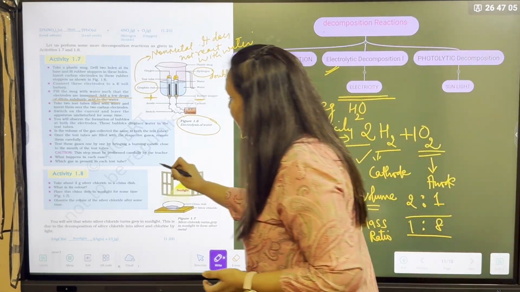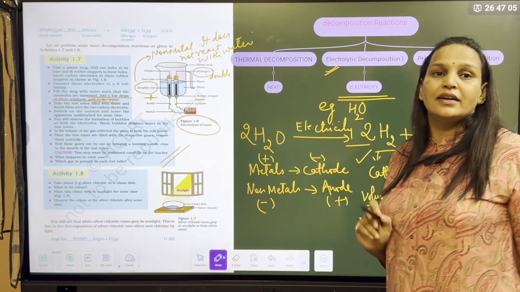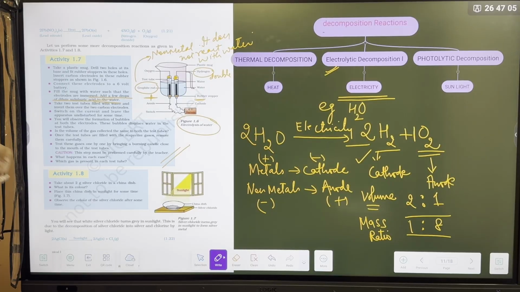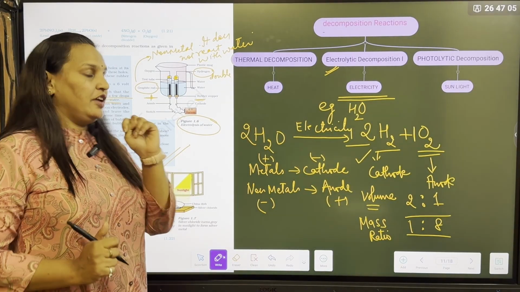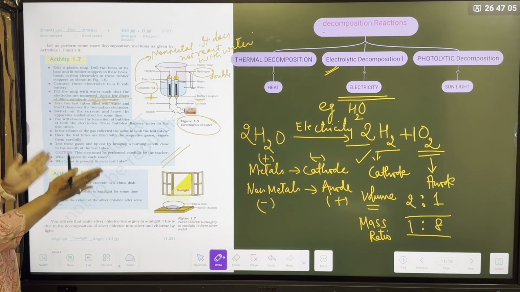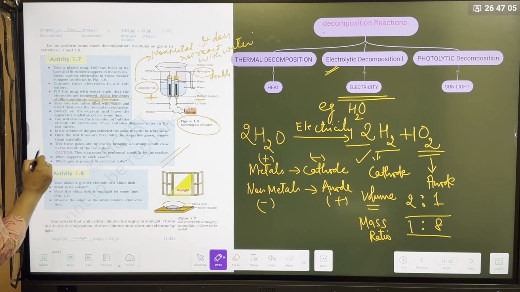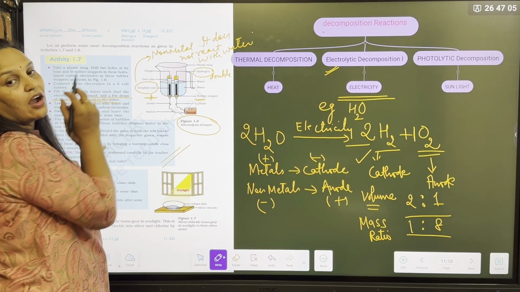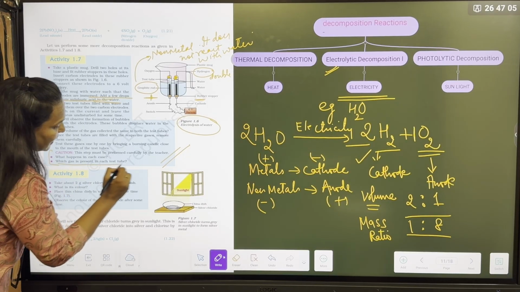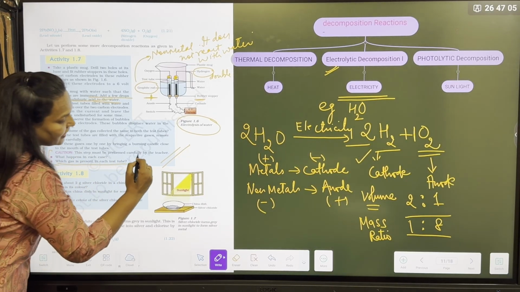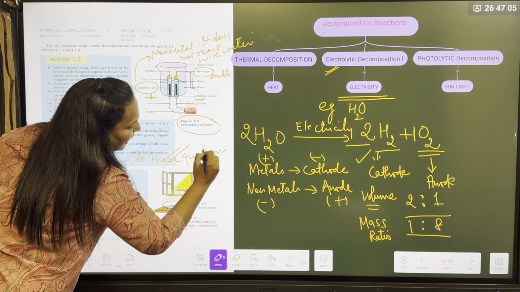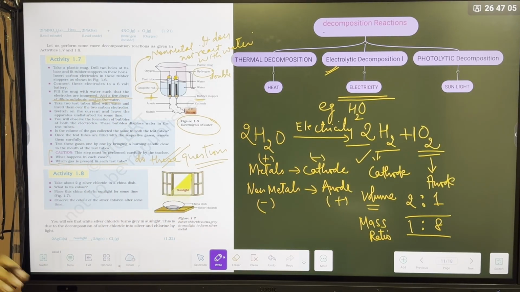So we have done the electrolytic decomposition. We have finished electrolytic decomposition of water. One thing I want to tell everyone: please be thorough with these activity questions. They have asked some questions in these activities. What happens in each case when you bring the candle near the oxygen and hydrogen? Which gas is present in each test tube? Please do these questions. If you are still not clear, you can subscribe and ask me in the comments.